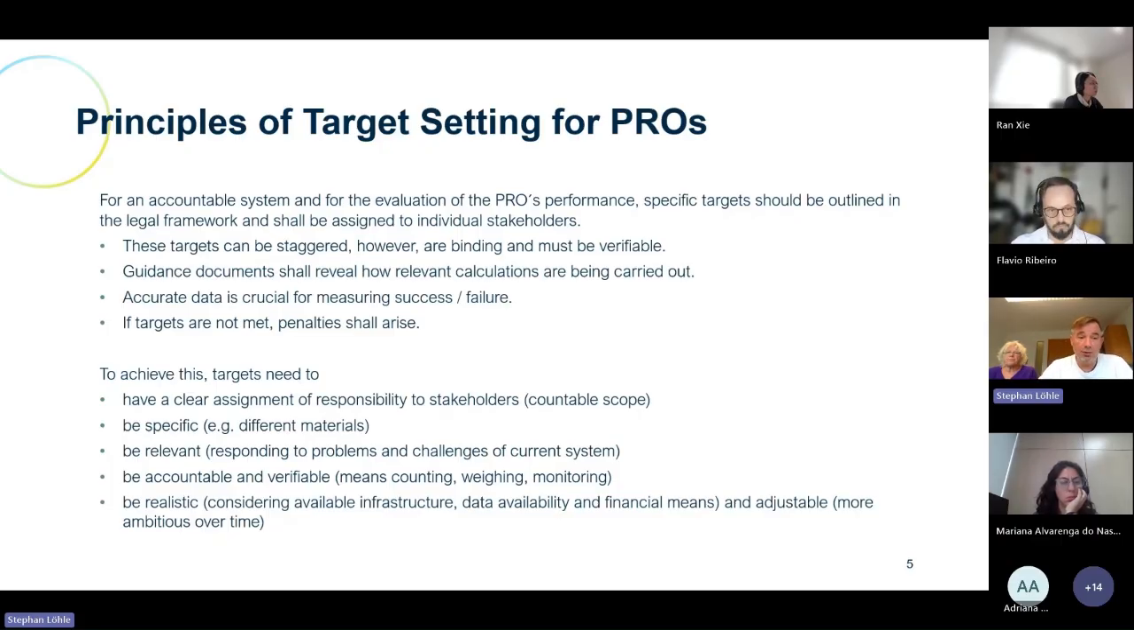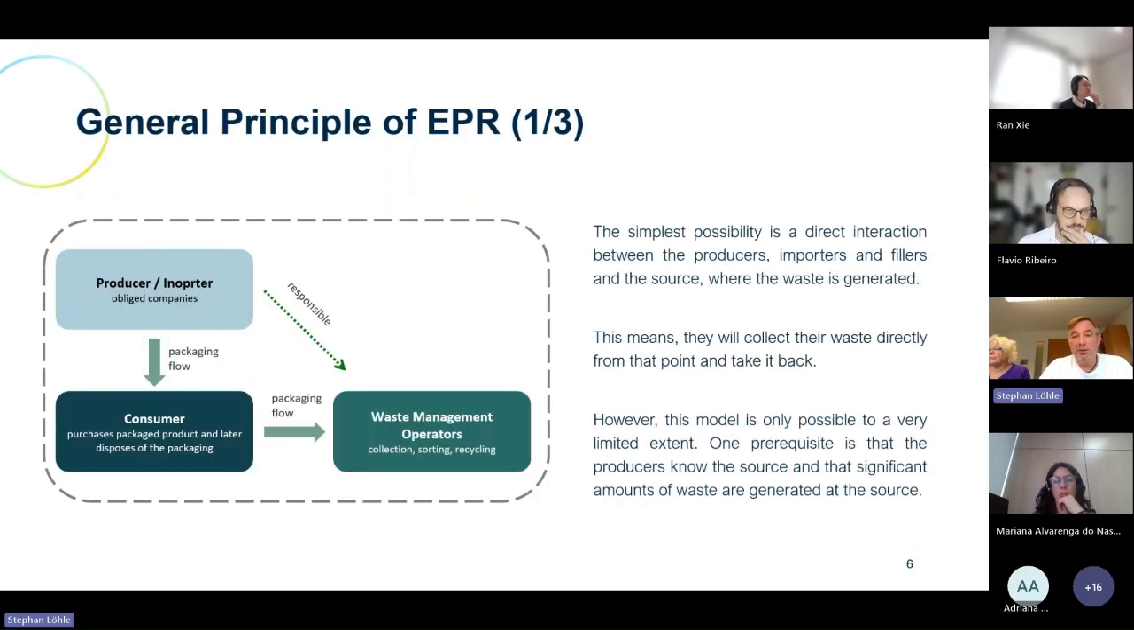And very important, if these targets are not met, then a penalization should arise, because without penalization, well, it's a kind of voluntary system, right? And open to follow or not. So these targets need to be specific, relevant, and accountable, which means maybe not only a quota, but also a total amount being measured or the number of collection points being installed or something like that, especially in the implementation phase. But this is the foundation for the PRO to work.